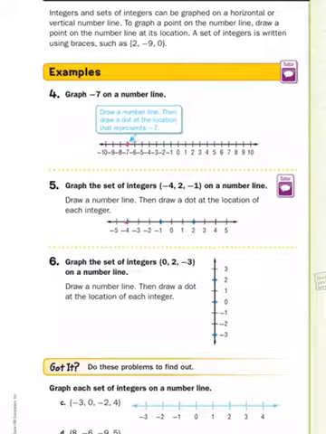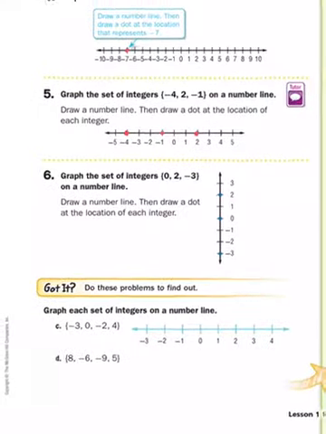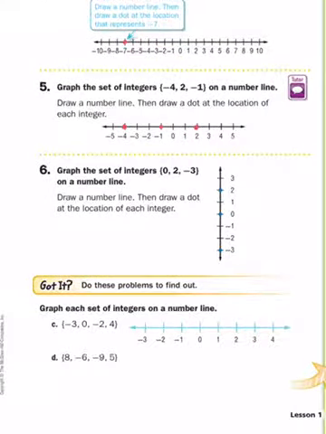Now in example 5, it says graph the set of integers -4 to -1. So here's -4, here's -2, here's -1. And in 6, we have a vertical number line. It says graph the set of integers 0, 2, and -3. So 0 is here, positives are above at 2, and negatives are below at -3.